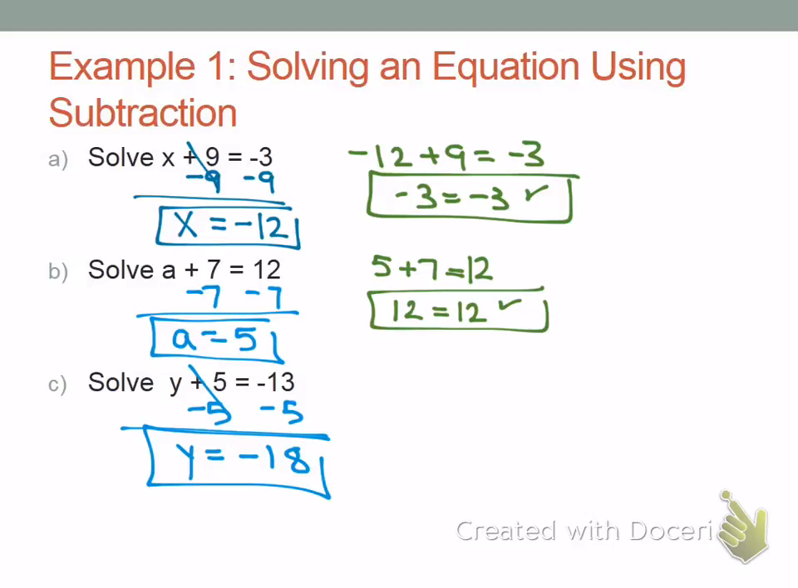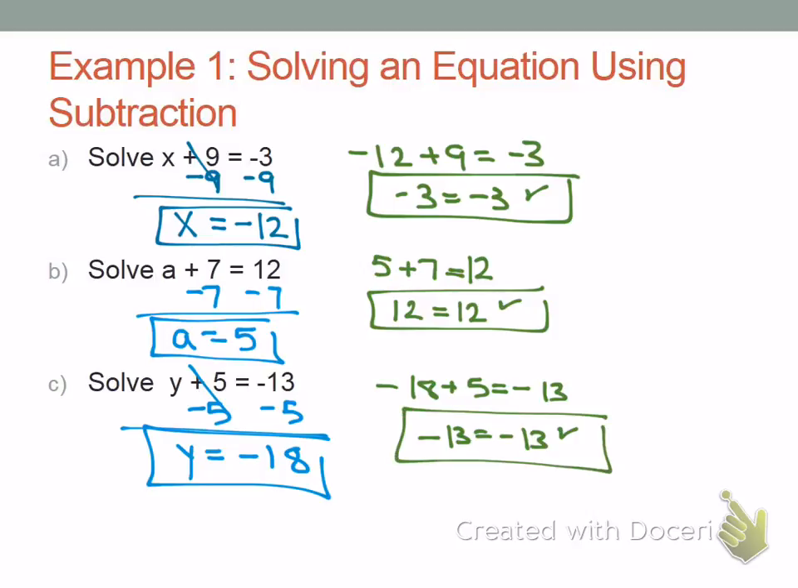All right, and now I plug it back in. Negative 18 plus 5 equals negative 13. And negative 13 equals negative 13. And it checks out. And I box in my checked answer. So technically two answers on your homework tonight. 2 points for the answer, 2 points to check your answer.